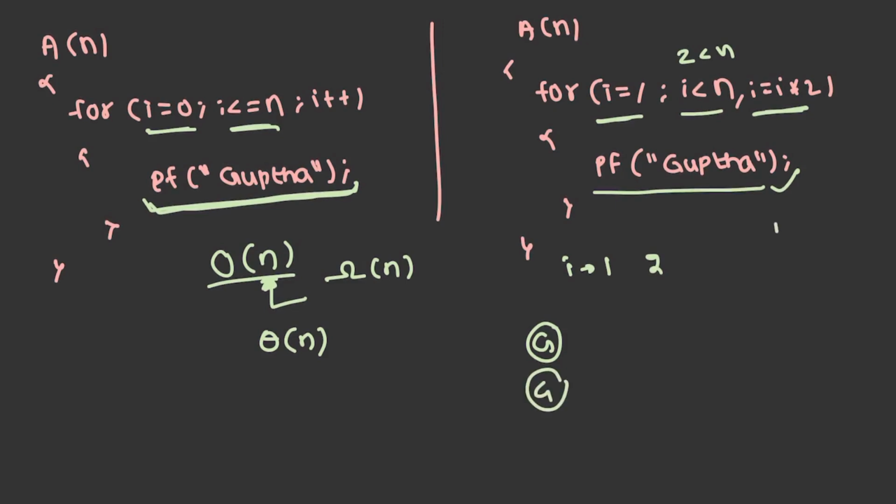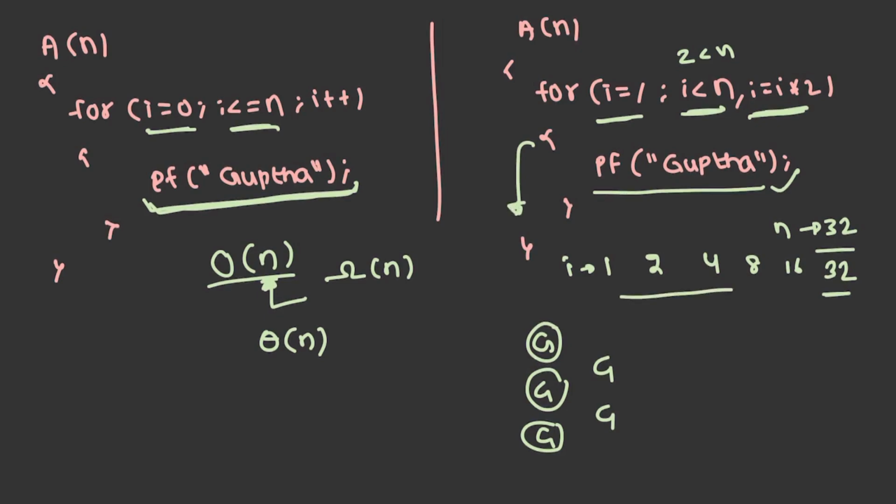Let's say the value of n is 32. The I value is incremented again and becomes 4. 4 is less than 32, so again it will be printed. The I value will be incremented to 8, again it will be printed. 16, again it will be printed. Now the I value is 32. When the I value is 32, the condition fails and it comes out of the loop. If you just observe, it has been executed only 1, 2, 3, 4, 5 times. At this stage, the loop has not been entered and the output will be 5 times of this printing statement.